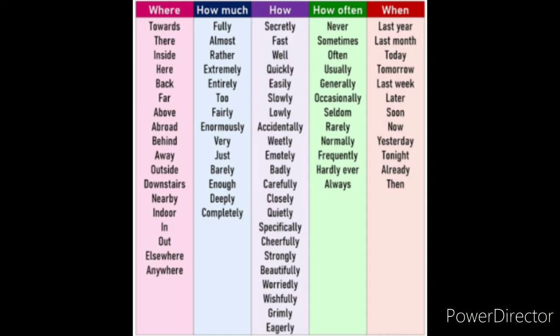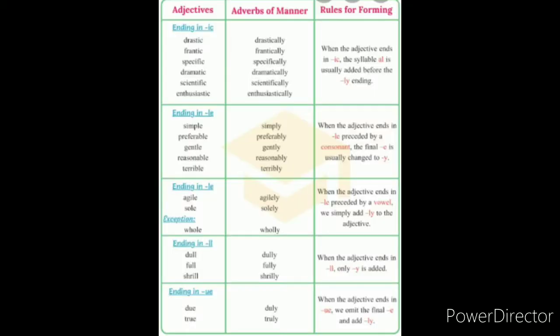Simply just by adding ly. But now let's see a table for children. Sometimes we have to change some of the adjectives into adverbs. So how would we do that? We just add ly, but there are some specific rules for that, and here we have the rule. Just look at that first line.